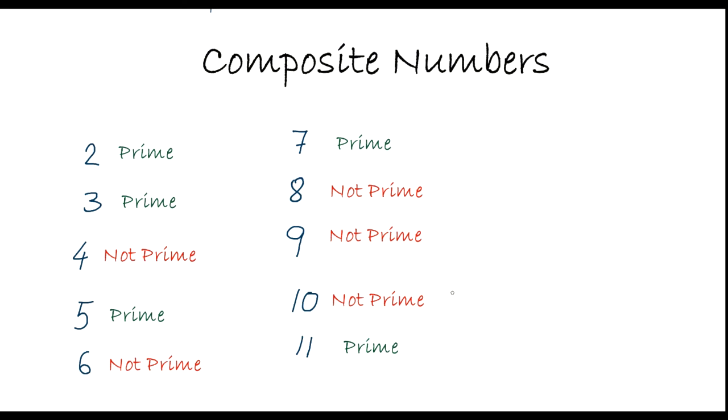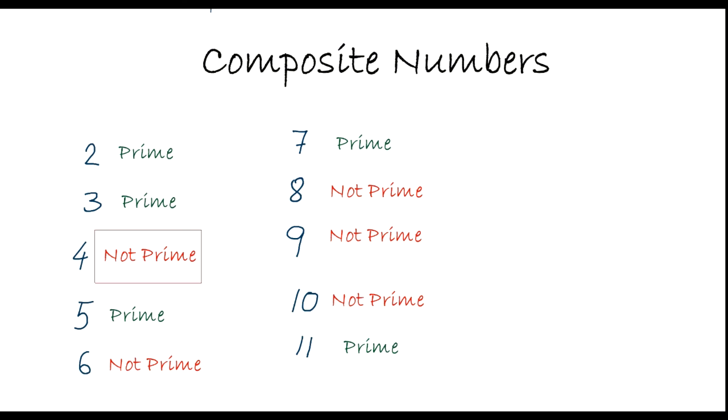So in simple words, we can say that the integers that are greater than 1 and have more than 2 positive divisors are composite numbers. The integers that are greater than 1 and not prime numbers are the composite numbers. So here 2 is a prime number, 3 is a prime number, but 4 is a composite number because it's not a prime number.